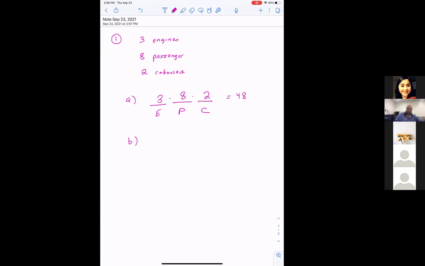B, Nikki's sister grabs 4 of the passenger cars and runs away with them. Rude. Anyways, so there's 8 passenger cars and she takes 4 of them. How many different sets of passenger cars can she get?